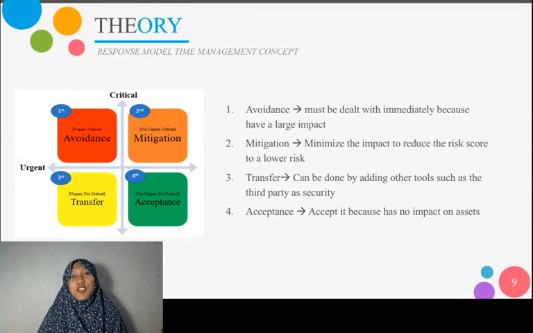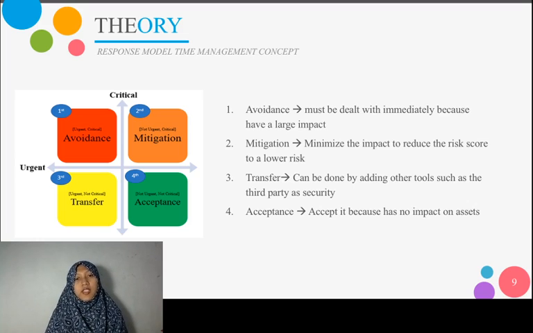What is the response model of the time management concept? The response model is divided into 4 quadrants, like the concept of time management by Stephen Covey. Here, Anwar divided the 4 quadrants into 4 responses that must be done to handle an intrusion with critical and urgent criteria. The first quadrant is avoid, so it must be dealt with immediately because it has a large impact.